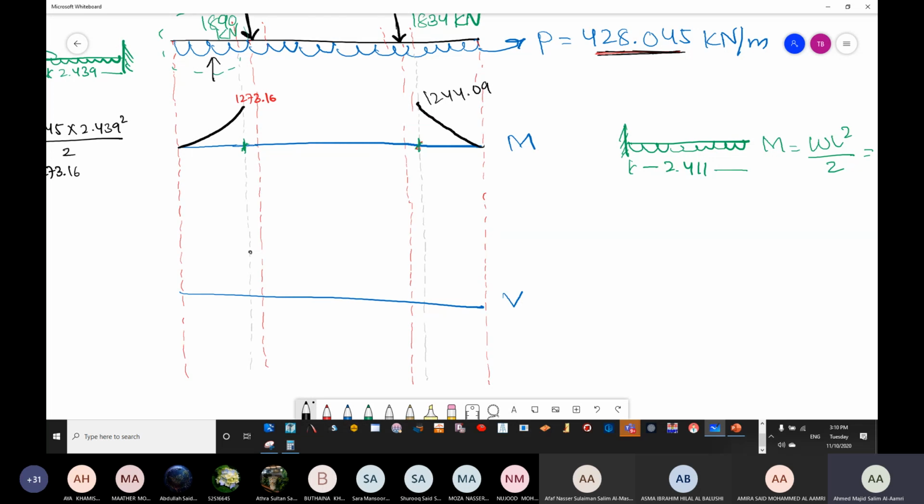For a shear force, we have agreed that V is equal to W into L. So we have it as 1044. Okay, let's say 1044. Now, can we calculate? This is what shape? Now, this is a triangle shape, right? Do we agree that this is a triangle shape?